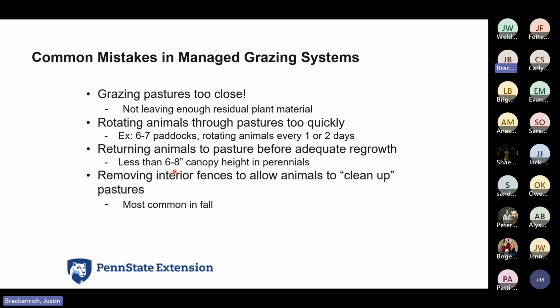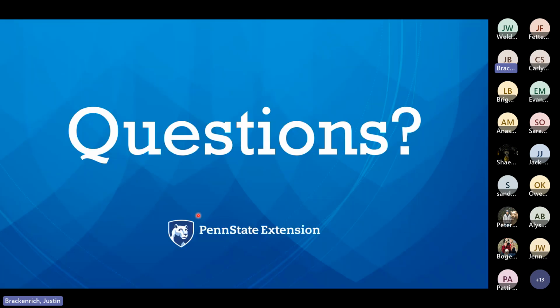We don't want any less than 6 to 8 inches of canopy height because we don't want to graze it any lower than that 3 to 8 inches. And we want to start with a hard exterior, and typically we're going to use more of a removable interior. And in the fall, we can pull those up and let them clean up anything that's in the middle, just kind of push them through there, or we can mow that down.